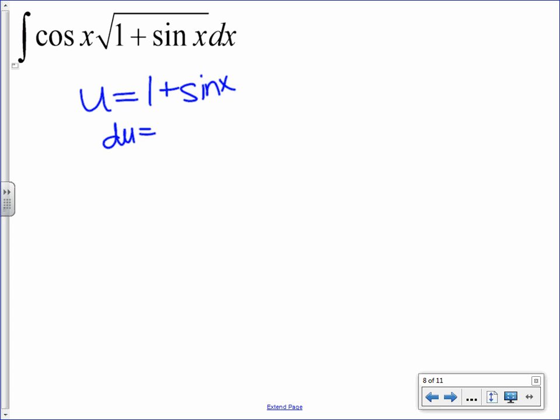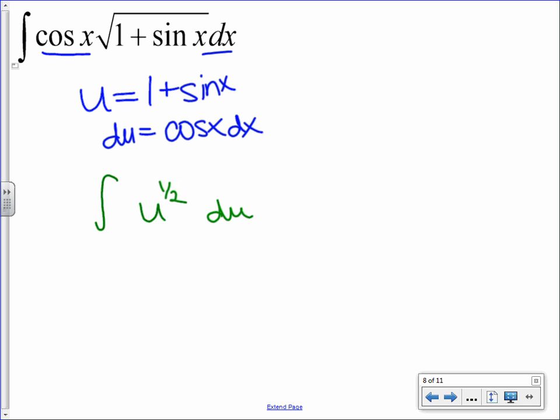du would be cosine of x dx. We have that. We have cosine of x dx. So our new integral becomes du times square root of u, u to the 1/2. To make Jared happy, we're going to write it as u to the 1/2. Is everyone okay with that?